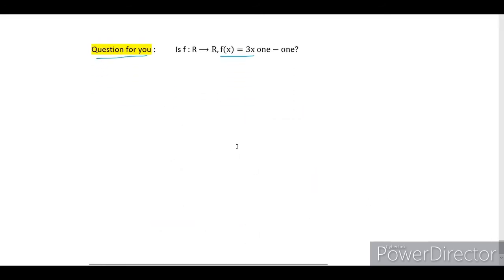As I told you in the beginning of the video, I have a question for you. Is function f from R to R, f of x is equal to 3x, 1, 1 or not? You just have to comment and let me know your answer.